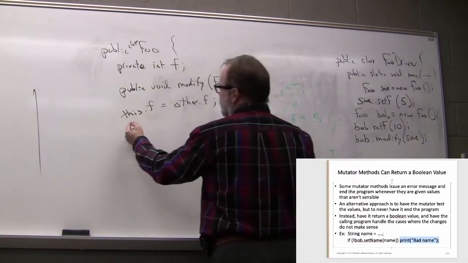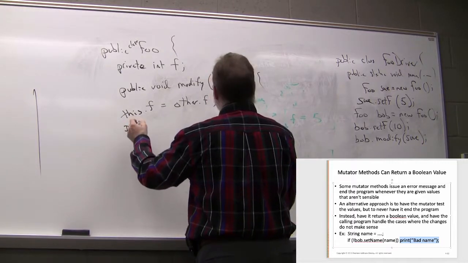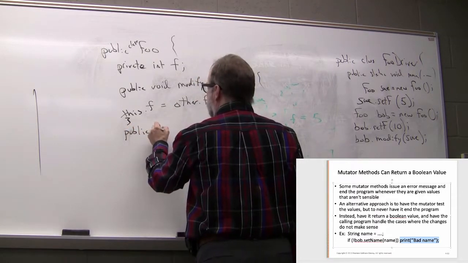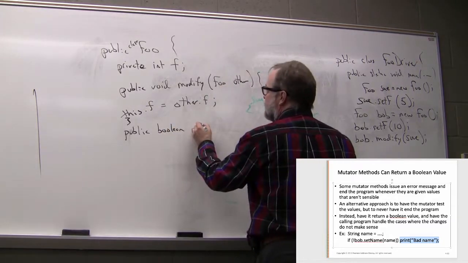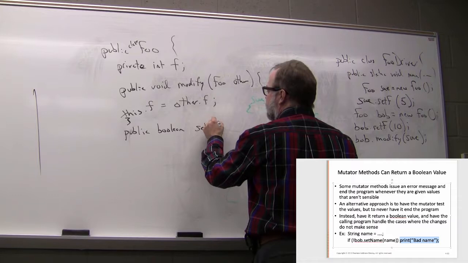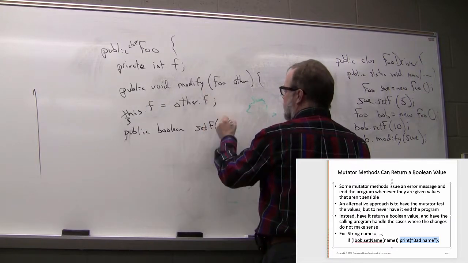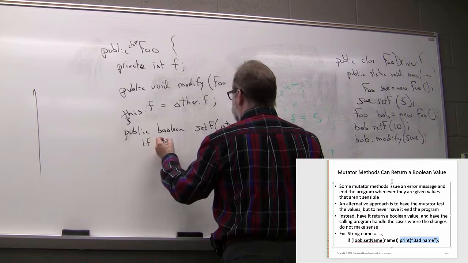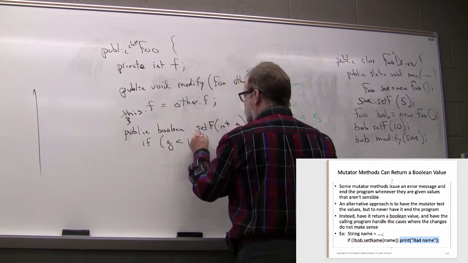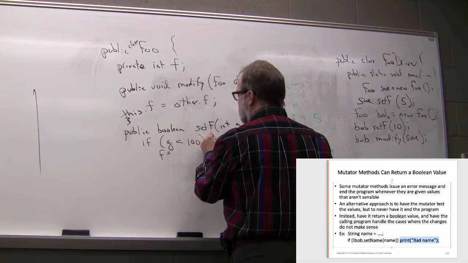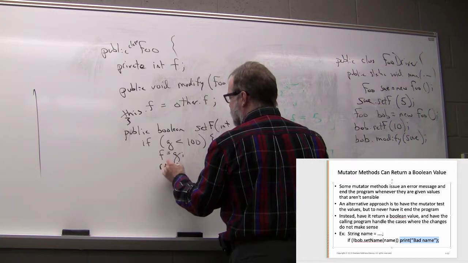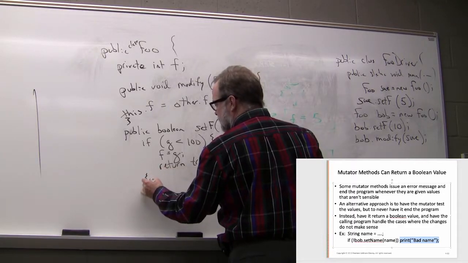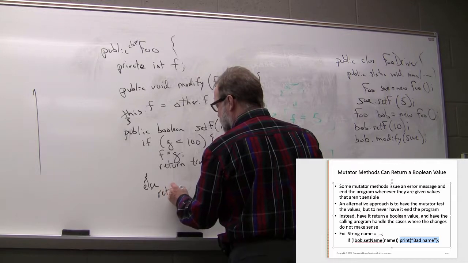So not a particularly good case here, but let me put my setter in there again. Let me close that off. So I could have public, and I'll change this now to be Boolean, and I'll say setF, and whatever I want to get. It takes an integer, call it g, and I could do something like: if g is less than 100, then f gets g, and I will return true. Just making something up here. Else return false.